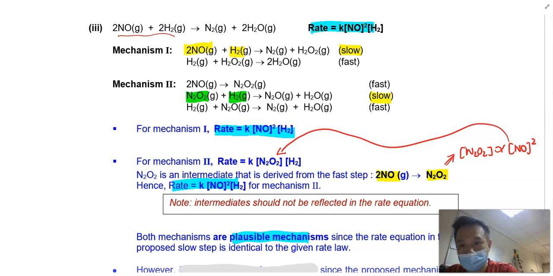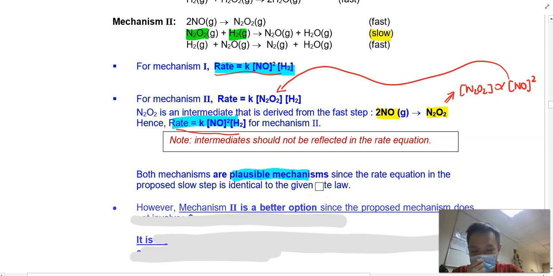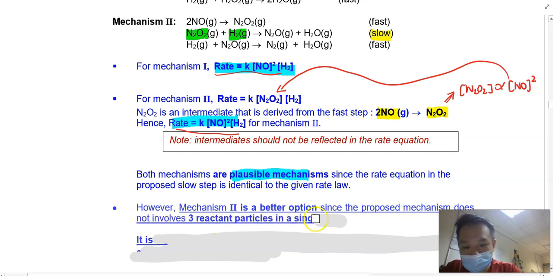Take a look. Mechanism 1 gives you this rate equation, mechanism 2 gives you this rate equation, and both agree with what is given. But which is a better mechanism? Mechanism 2 is the better mechanism. Why? This is a new concept that is not really developed in your lecture notes. Mechanism 2 is better because the proposed mechanism does not involve 3 particles in a single step.